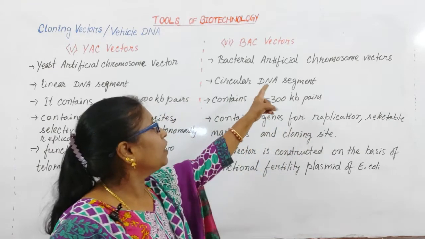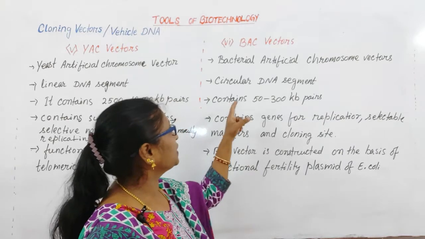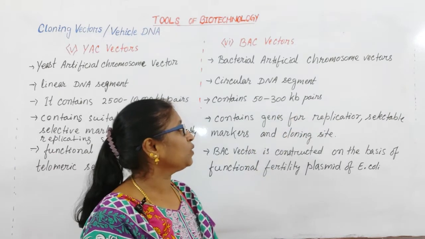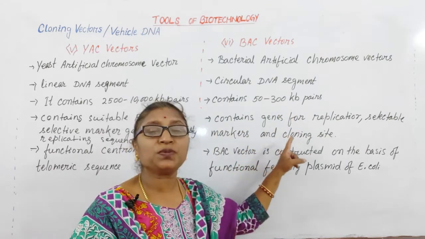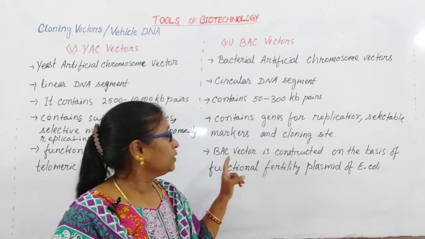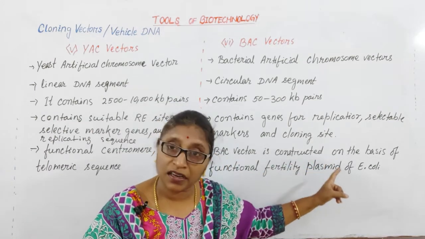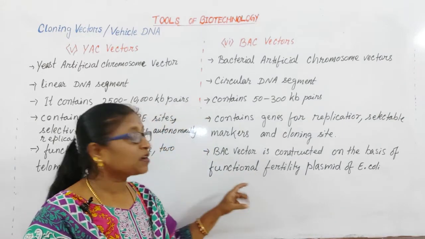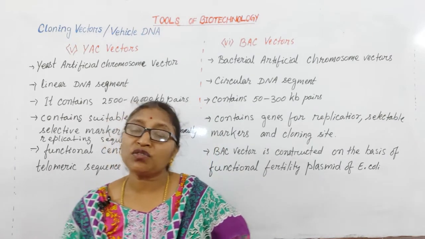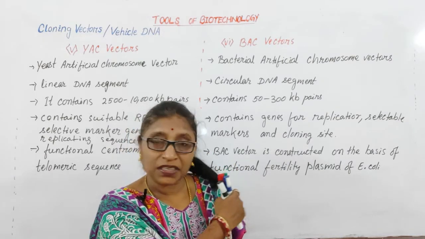Okay, the bacterial artificial chromosome vectors are designed so as to contain circular DNA segment of 50 to 300 kilo base pairs and contain genes for replication, selective markers and cloning site. The bacterial artificial chromosome vectors are constructed on the basis of the functional fertility plasmid of E. coli, based on the fertility plasmid. These are bacterial artificial chromosomes.